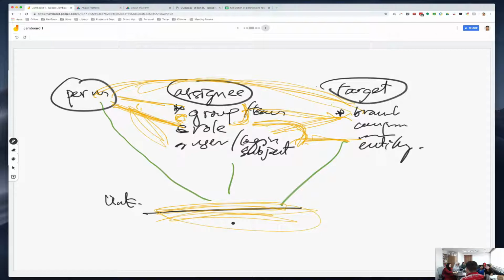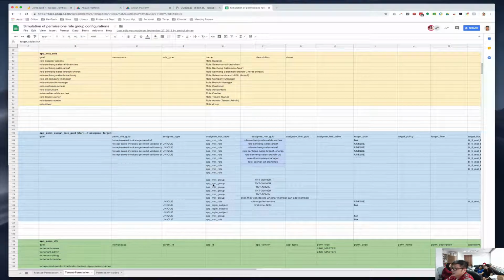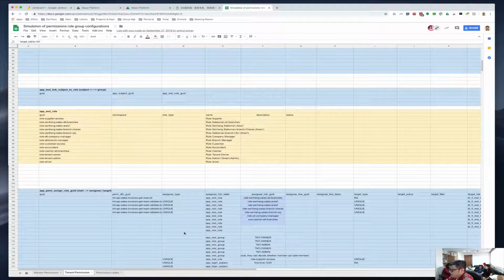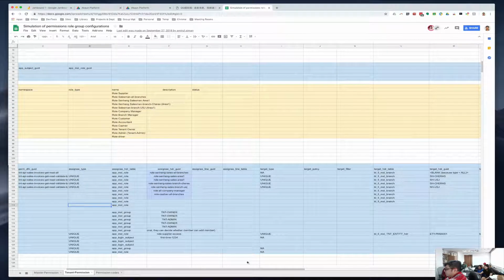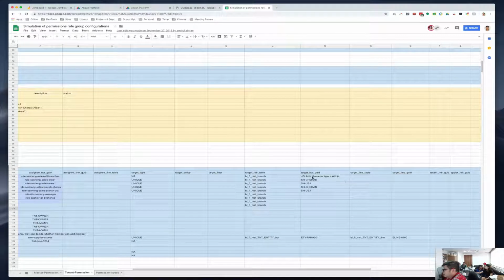So what I'm saying is that in this spreadsheet we have some simulation of the permission, and when you assign the role to the permission, there's a target type, whether it should be stored as unique, whether it should be stored. We also give you an example of the target header table, and we purposely in this simulation also give you an example of one with a target header and a target line.